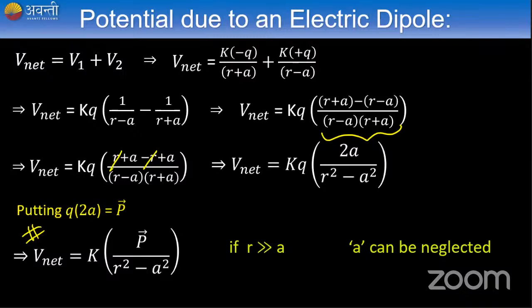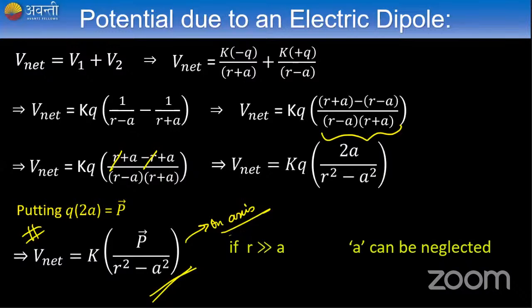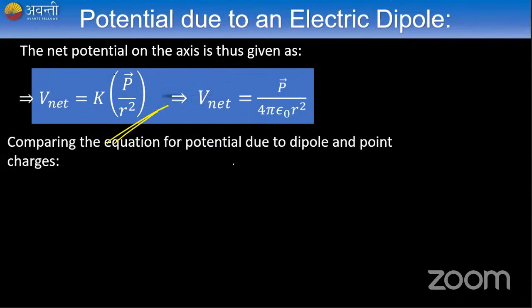Okay, now this is the expression for electric potential on the axial point. Which point? On axis. This is for the on-axis case. If my R is much greater than A, we can neglect A. Then we get V net is equal to K into P by R square. This is the expression when we neglect A. That is nothing but V net is equal to P by 4 pi epsilon naught R square.